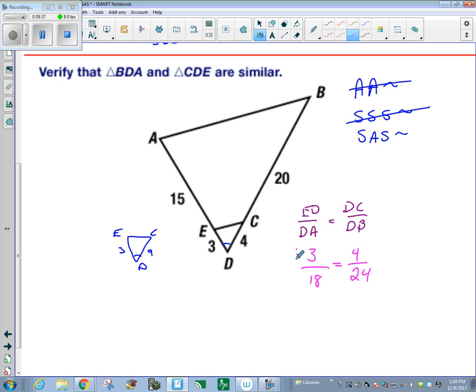So I'm going to divide this guy by 3. And you have to divide the top and bottom by the same number, but you don't need to divide every fraction by the same number.